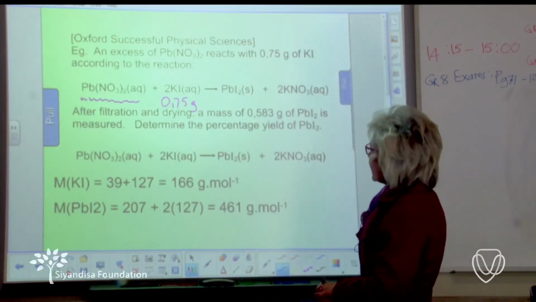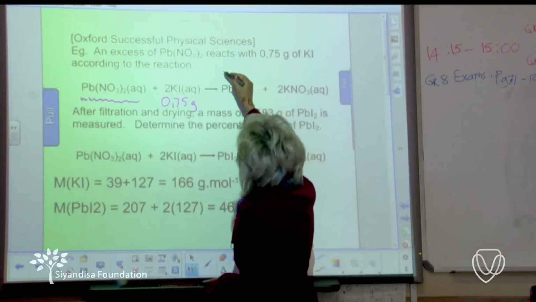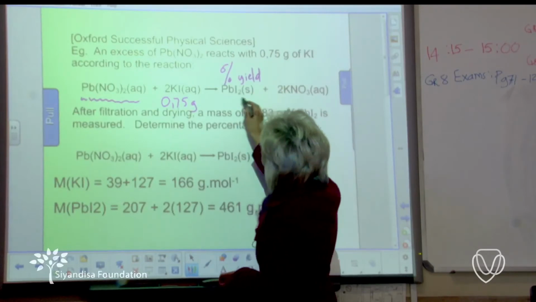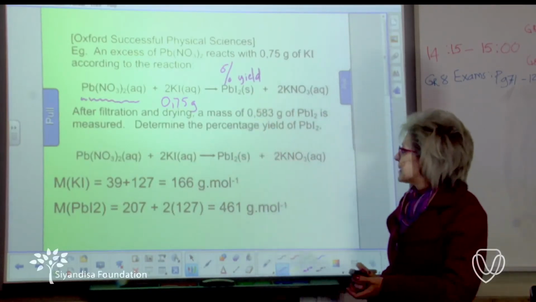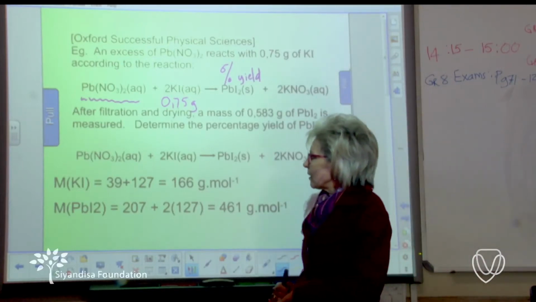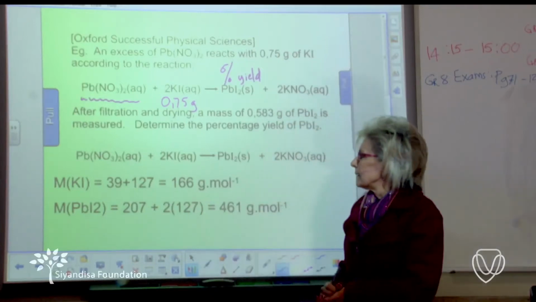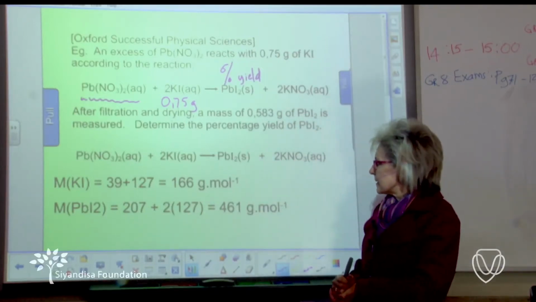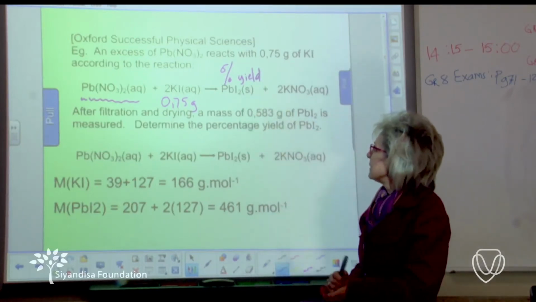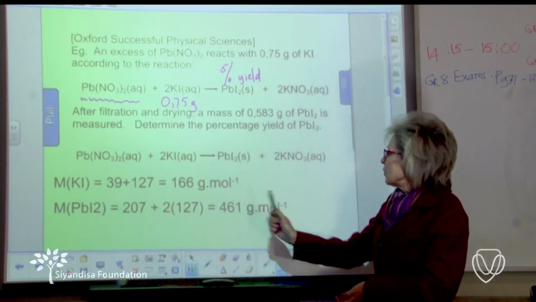And then the question is, determine the percentage yield of lead iodide. So for this one, we want to know the percentage yield. So I'm working towards lead iodide. In my balanced equation, I'm calculating the molar mass of potassium iodide, potassium being 39, iodine 127, that gives us 166 gram per mole. And then also the one for which I've got to calculate the percentage yield, lead iodide being 461 gram per mole.